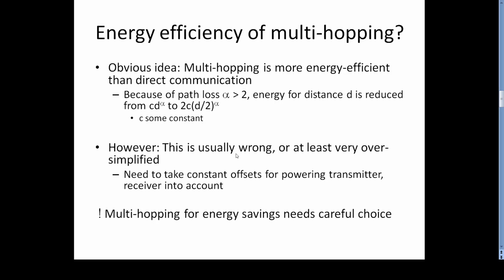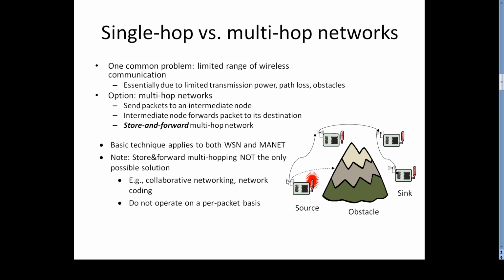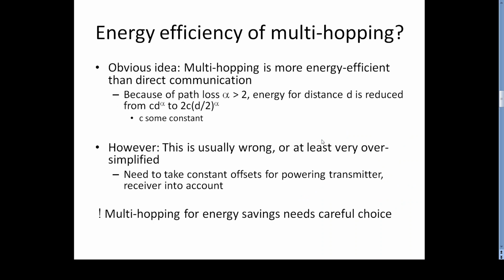However, this is usually wrong or at least very oversimplified. We need to take constant offsets for powering the transmitter and receiver into account. Intermediate nodes need to receive, so the receiver should turn on, and they need to transmit, so the transmitter should turn on. That also needs to be considered. That's why multi-hopping for energy savings needs careful choice.